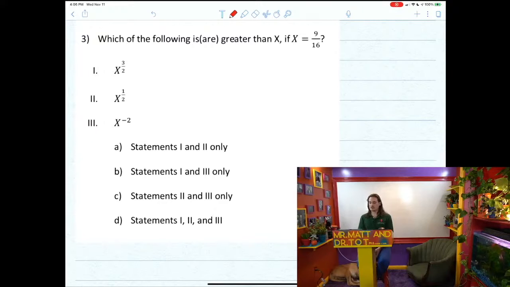3 asks, which of the following is or are greater than x if x is equal to 9 over 16? Statement 1 says x raised to the 3/2 power. Statement 2 is x raised to the 1/2 power. Statement 3 is x to the negative 2 power. Answer selection A is statements 1 and 2 only. Answer selection B is statements 1 and 3 only. C is 2 and 3 only. And answer selection D is 1, 2, and 3. I'll give you 3 minutes, then I'll give you the solution.